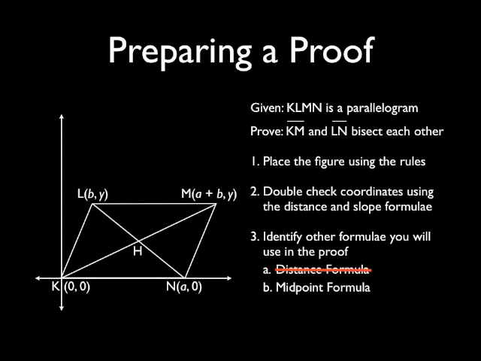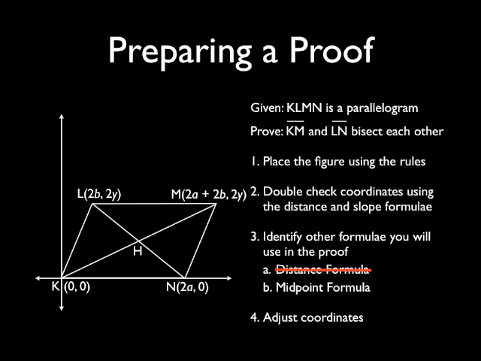Think about this. The proof has asked us to show that segments bisect each other. So that's kind of an idea that we're going to be using midpoint. So we can use the midpoint formula, and that means that we need to adjust our coordinates. Once again, we times all the variables by 2, allowing us to use the midpoint formula.